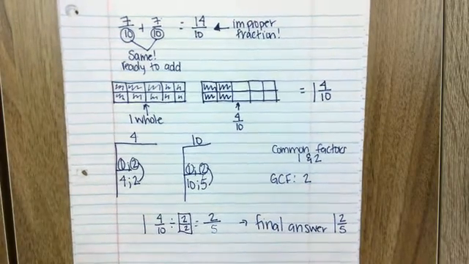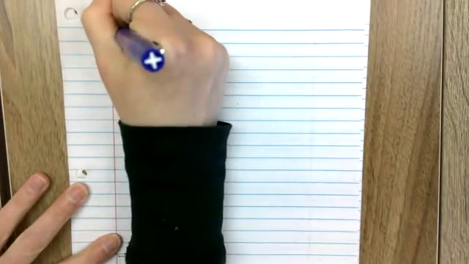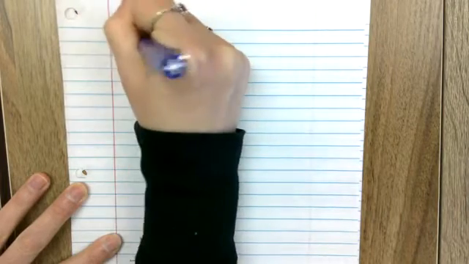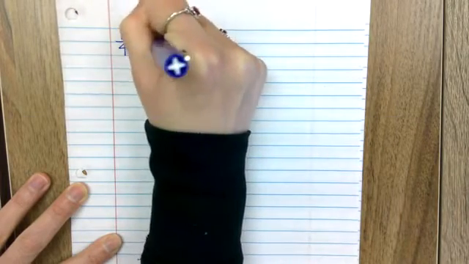Now we're going to try to add an unlike denominator problem. So this time I'm going to look at the problem 1/4 plus 3/6.